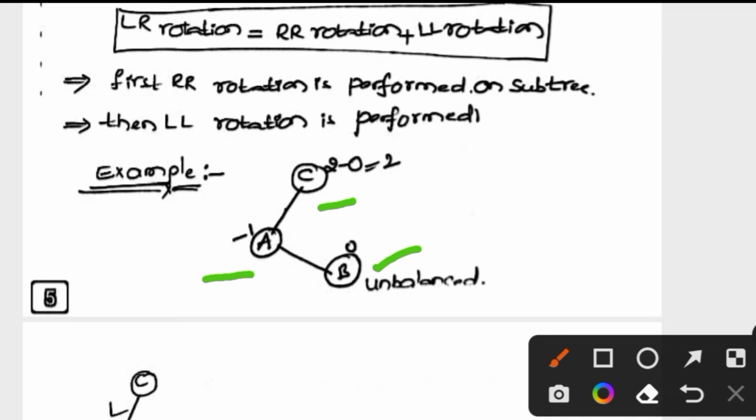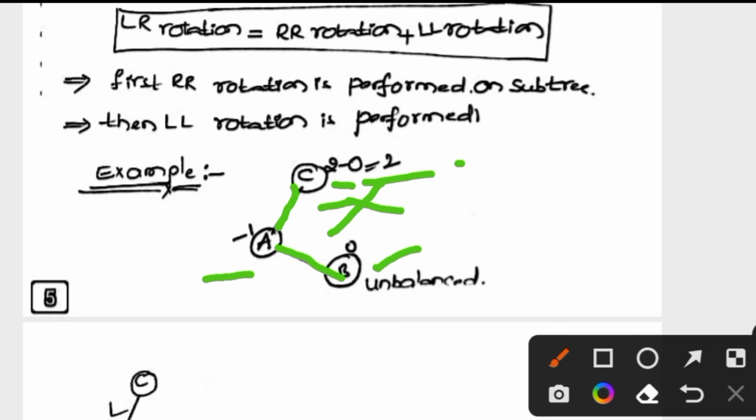After that we can calculate the balance factor for C. Here the height of the left subtree is 2, as 2 nodes are there, A and B. So we take the value as 2, and for the height of the right subtree there is no element, so we take it as 0, and the balance factor is 2. Now this tree is imbalanced, that's why we cannot call it an AVL tree.